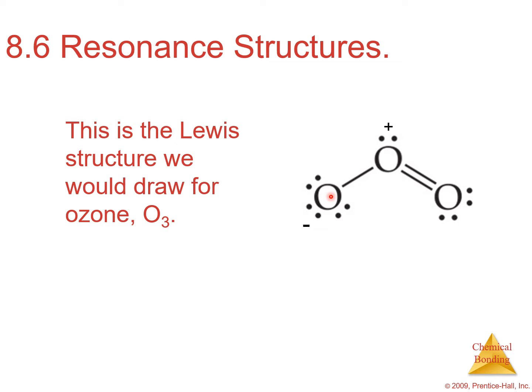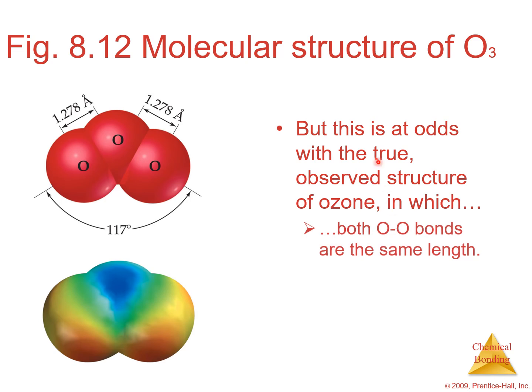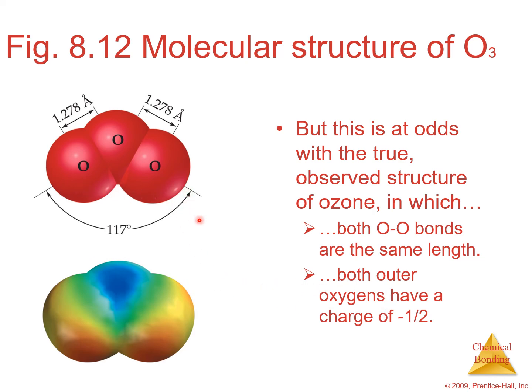So in drawing the Lewis structure, however, we could just as easily have put the O=O bond on the left. Then again, this is at odds with the true observed structure of ozone, in which both oxygen-oxygen bonds are the same length. Both outer oxygens have a charge of -1/2, both of them, and the angle, as you can see, is 117 degrees.